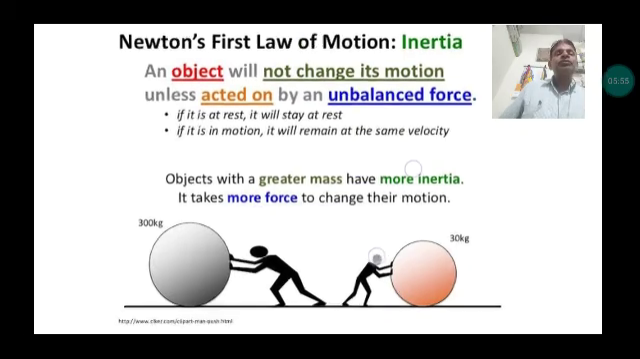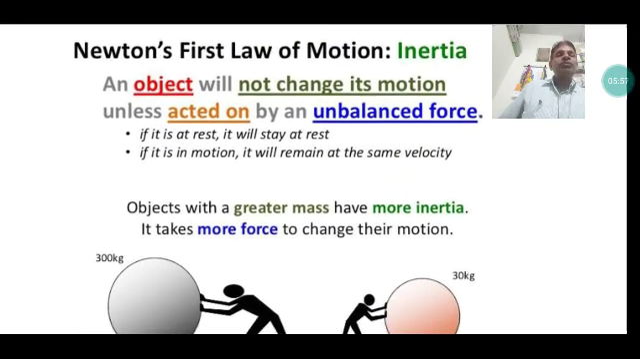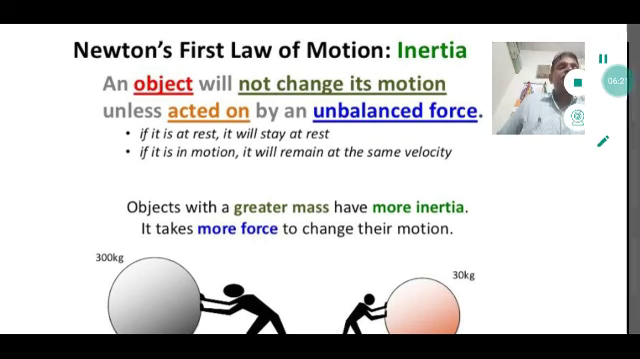Look here. Newton's first law of motion. Newton's first law of motion is nothing but the explanation of inertia. An object will not change its motion unless acted on by an unbalanced force, an external unbalanced force. That means if it is at rest, it will stay at rest.